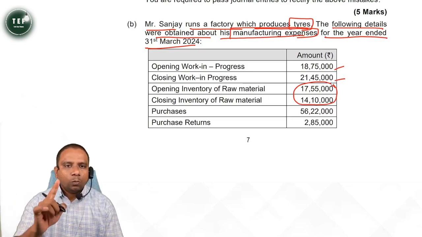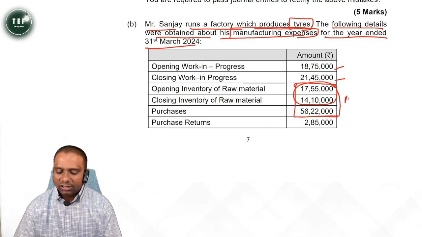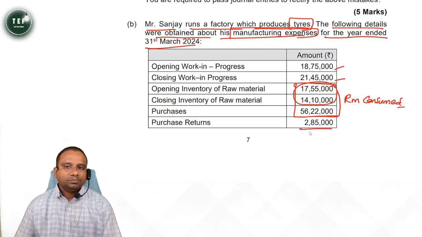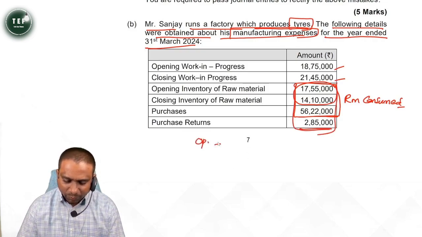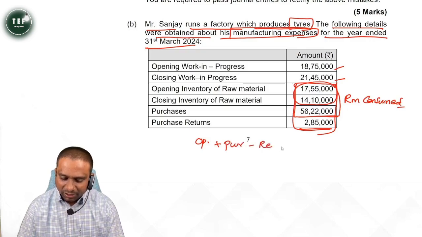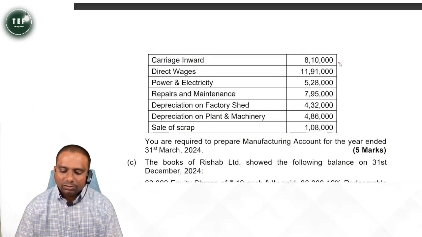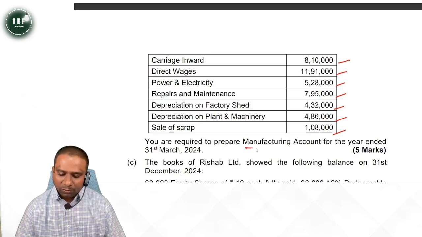Raw material consumed formula, opening plus purchases minus closing. So by using these three information, we can calculate raw material consumed. Raw material consumed and purchase returns deducted. So 4 information utilized. So what's the formula? Opening plus purchase minus returns minus closing. Simple, students. Next one. Carriage inward, debit. Direct wages, debit. Power and electricity, debit. Repairs and maintenance, debit. Depreciation on factory shed, debit. Depreciation on plant and machinery, debit. Sale of scrap, credit. You are required to prepare manufacturing account.